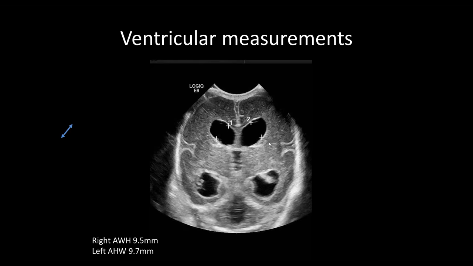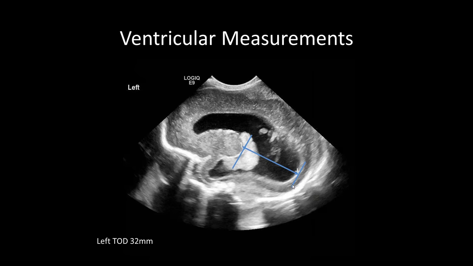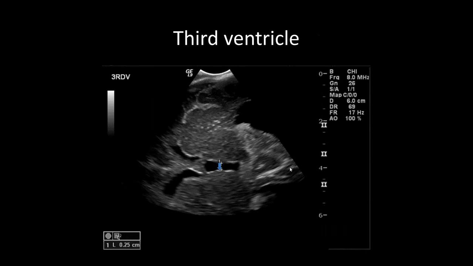The thalamo-occipital distance: we generally try and make a mark to get a perpendicular line to the widest edge of the occipital horn, and then you measure to the thalamus, including the choroid plexus. So this is the thalamo-occipital distance.